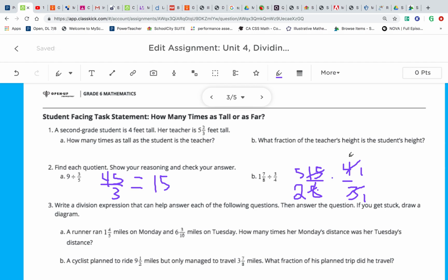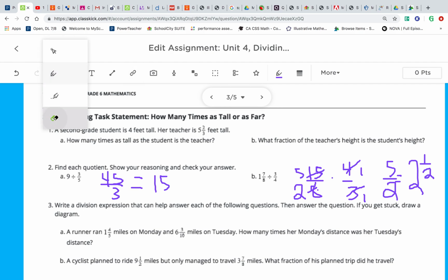So then we're left with 5 times 1, which is 5, and 2 times 1, which is 2. So you have 5 over 2. We know that 2 goes into 5 2 times. And then you're going to have a remainder of 1 out of your denominator, which is 2. So 2.5.